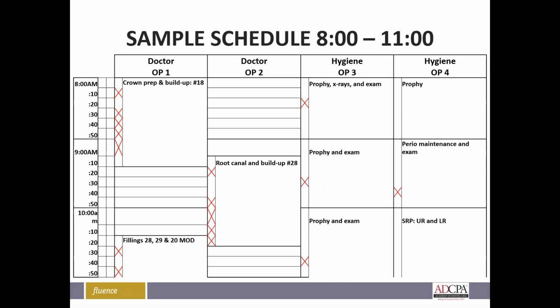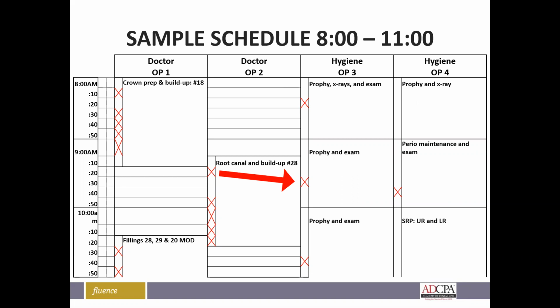The doctor delivers anesthetic. This gives the hygiene team enough time to get x-rays in and charting. After that anesthetic is delivered, the doctor then goes over to operatory 3 to take care of that exam. There's not an exam needed in operatory 4. Well, the doctor will finish with that crown prep on time. The hygiene patients will be on time.